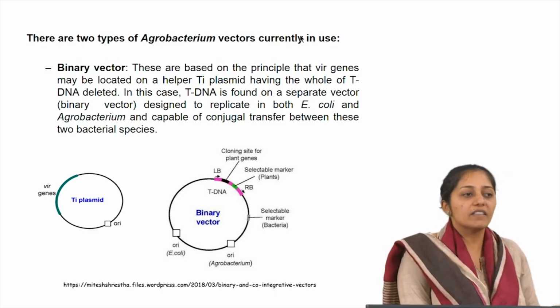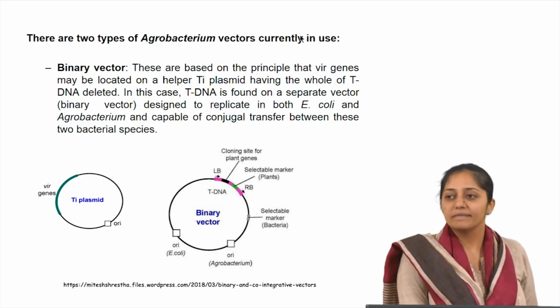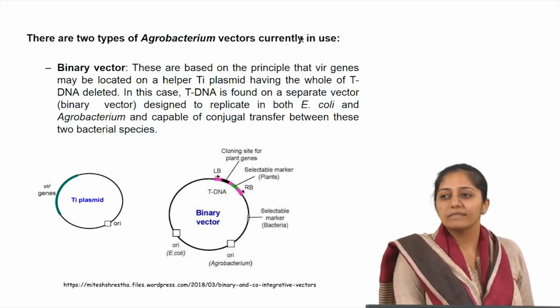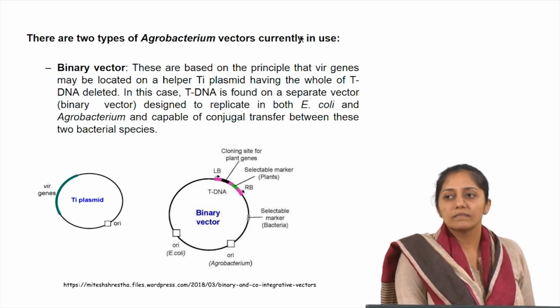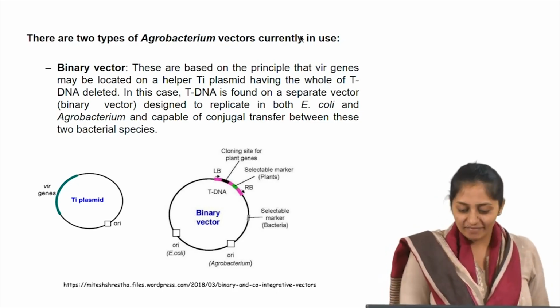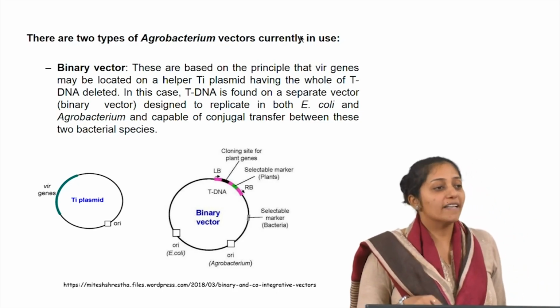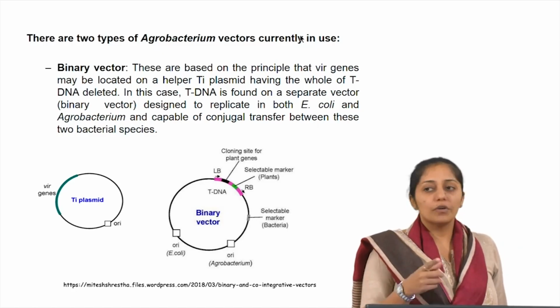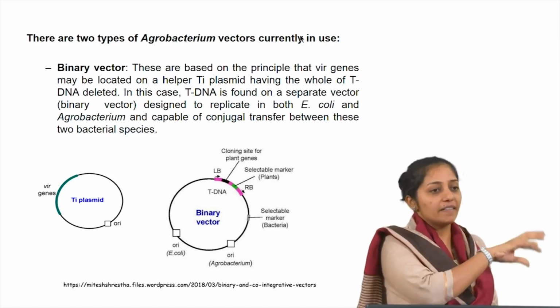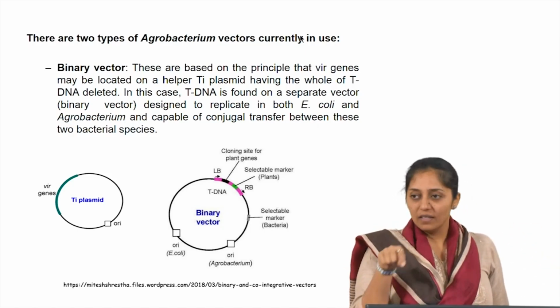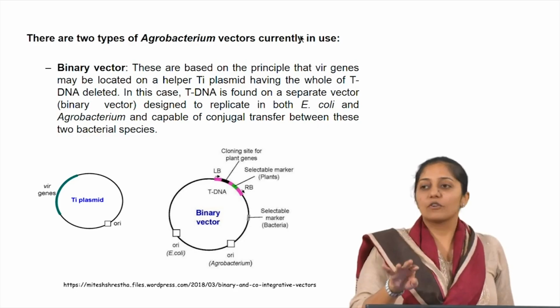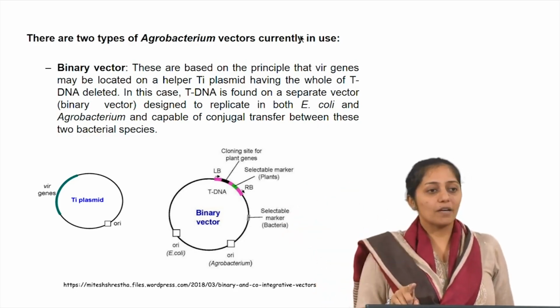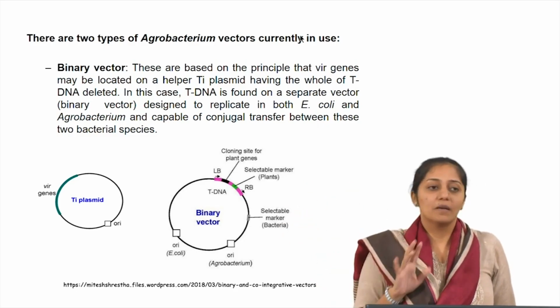Why unnecessarily have this E. coli step in between? To be able to grow it in bacteria, having multiple copies. Because this is a bigger plasmid, the copy numbers cannot multiply in Agrobacterium. So you need to have more copies and then you transform those into the Agrobacterium, and then this transformed Agrobacterium is used to transform the plant cells.